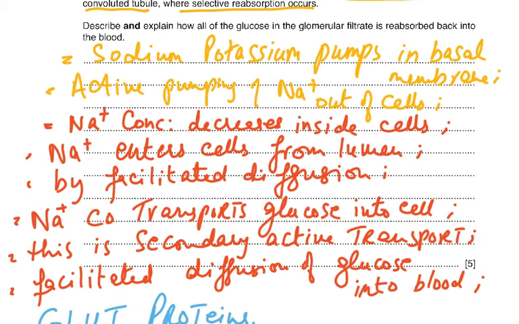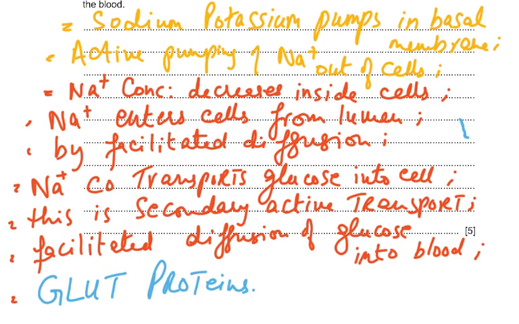This is called secondary active transport because it is because of the active transport of the sodium potassium pumps. This is secondary to that phenomenon. Then there is facilitated diffusion of glucose into the blood, and for this the GLUT proteins are responsible. So, very similar mark scheme points as earlier, but of course the only thing now is for you all to actually memorize and remember these points.